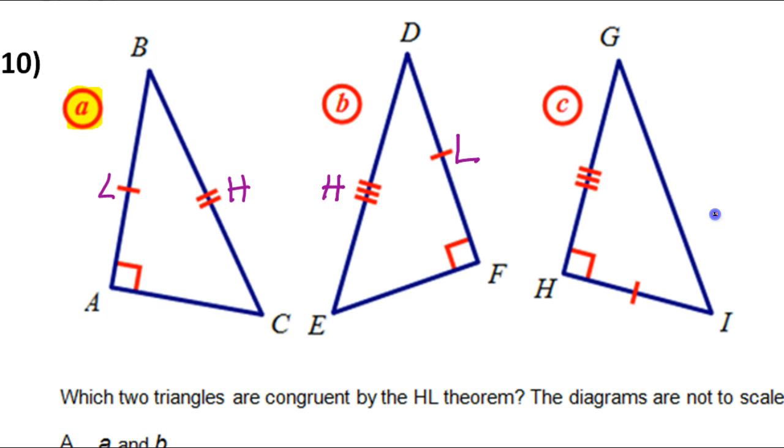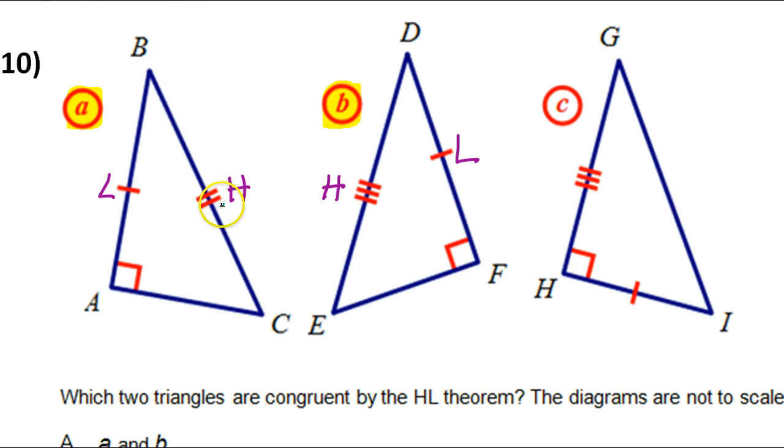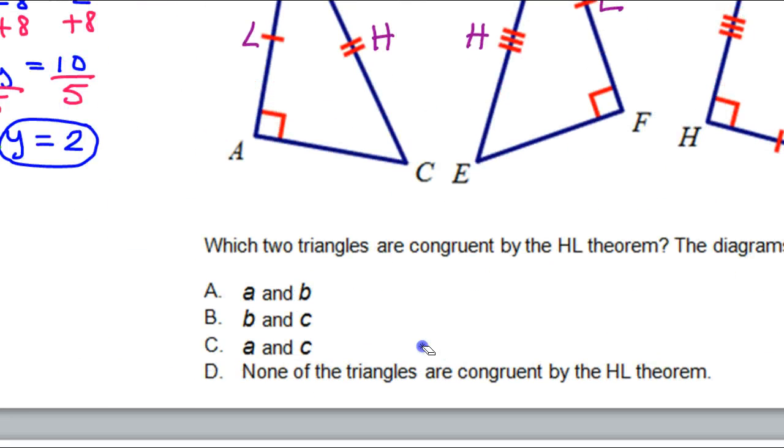And then C, the hypotenuse is not marked at all. So that was a little tricky. I was all set to say that A and B were congruent. If they had given us the third mark, hypotenuse leg, then we would have said A and B. But with a double and a triple, those are not congruent. So none of these are congruent by hypotenuse leg. That's why the answer is going to be D. Kind of a trick question though.